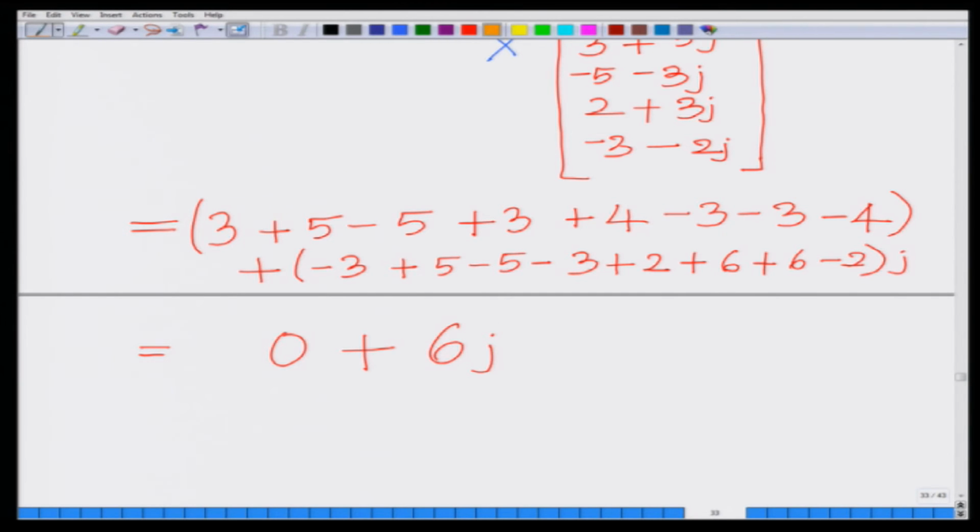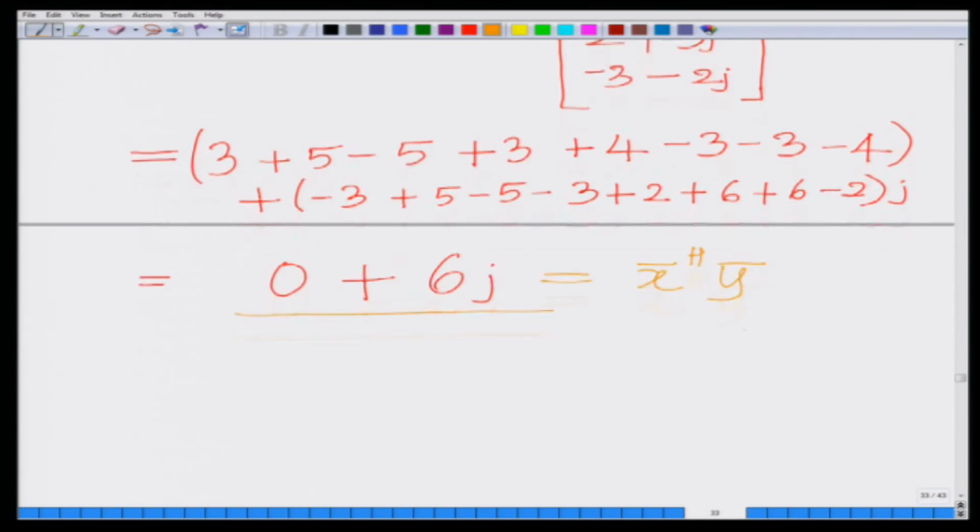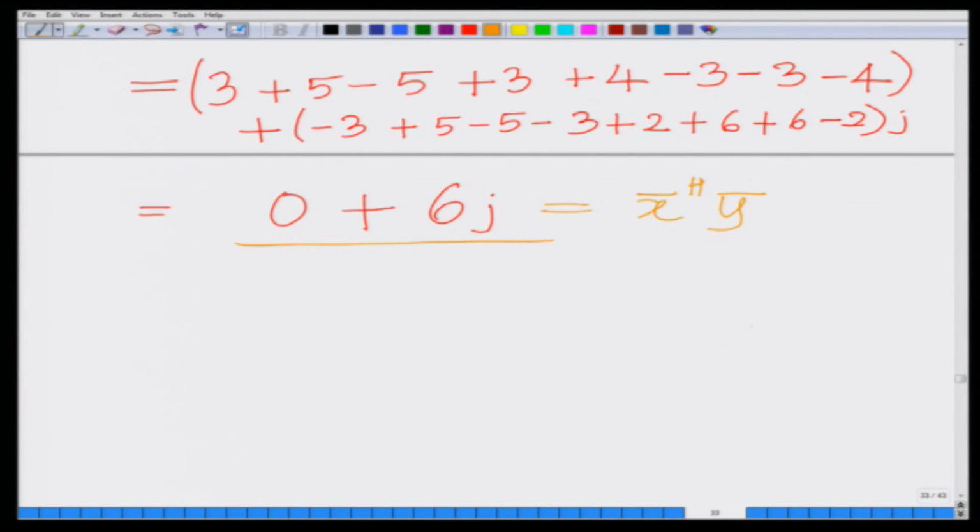So, this is basically your x bar Hermitian y bar, and therefore, now we have computed both the quantities. We have computed the numerator, that is x bar Hermitian y bar. We have also computed the denominator, that is norm x bar square, which is also basically x bar Hermitian x bar. Remember, norm x bar square is also x bar Hermitian x bar.